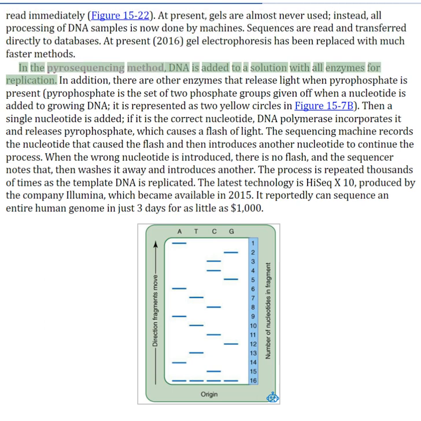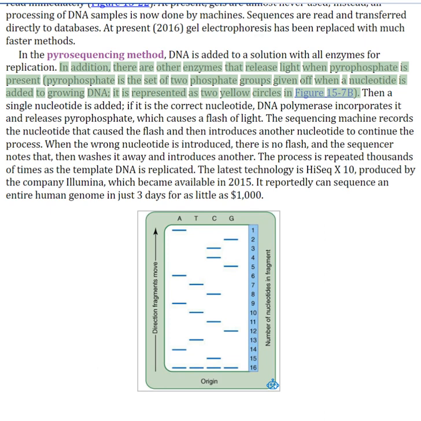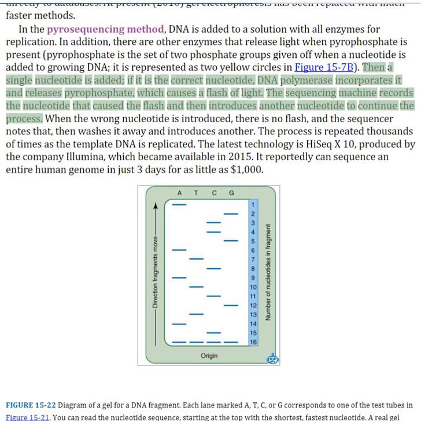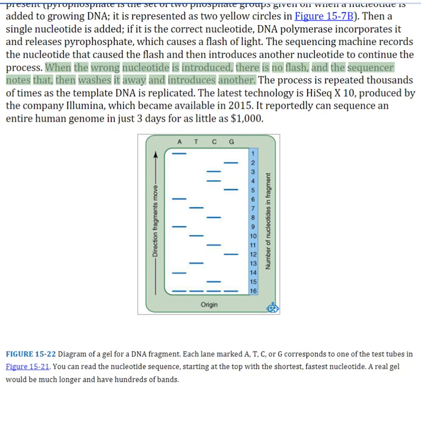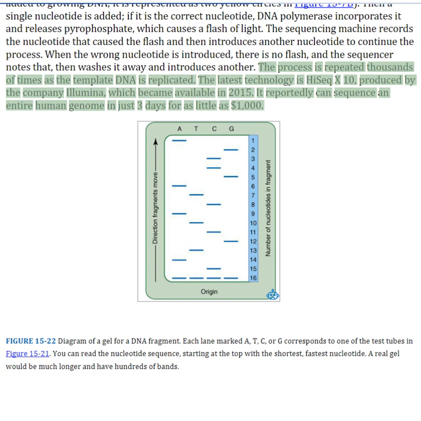In the pyrosequencing method, DNA is added to a solution with all enzymes for replication. In addition, there are other enzymes that release light when pyrophosphate is present. Then a single nucleotide is added. If it is the correct nucleotide, DNA polymerase incorporates it and releases pyrophosphate, which causes a flash of light. The sequencing machine records the nucleotide that caused the flash and then introduces another nucleotide to continue the process. When the wrong nucleotide is introduced, there is no flash, and the sequencer notes that, then washes it away and introduces another. The process is repeated thousands of times as the template DNA is replicated.